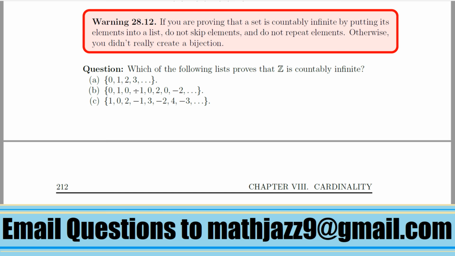So B repeats 0, so it's a bad list. 1, 0, 2, -1. Oh, 1, 2, 3, 4, and 0, -1, -2, -3. Yeah, this one proves it. Why doesn't this one prove it? Well, I'm gonna claim this actually does prove Z is countably infinite.